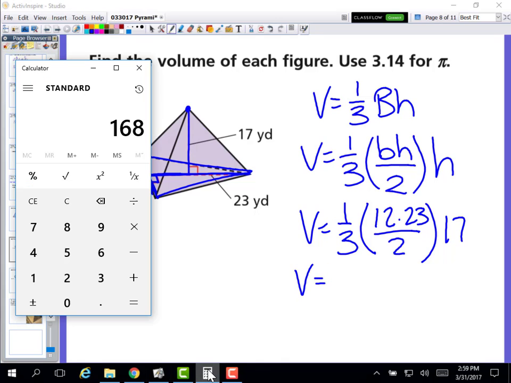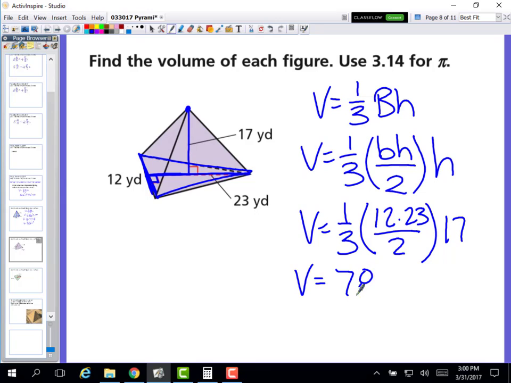So now we, again, turn to our calculator and we start with our triangle. 12 times 23 divided by 2 equals, okay, so that's our triangle. So now I'm going to multiply that by 17. Okay. That gets this whole shape if it were a prism. But now because it's a pyramid, I now need to divide it by 3. And I end up with 782 yards cubed. And that's how you find the volume of a triangular pyramid.